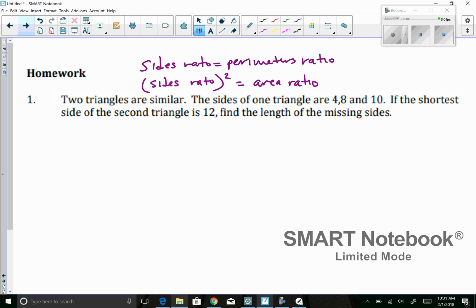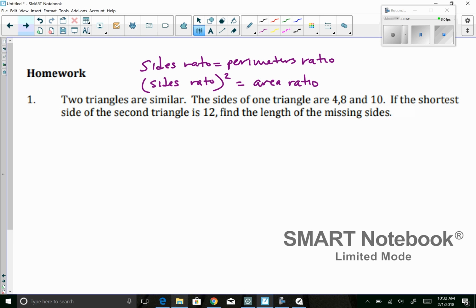All right, let's look at lesson number 4's homework. So for lesson number 4's homework, there's a main concept that we learned in the lesson today, and that's that the sides ratio is the same as the perimeters ratio, and the sides ratio squared is the same as the areas ratio. So it depends on what you're given as to which one you're going to use.